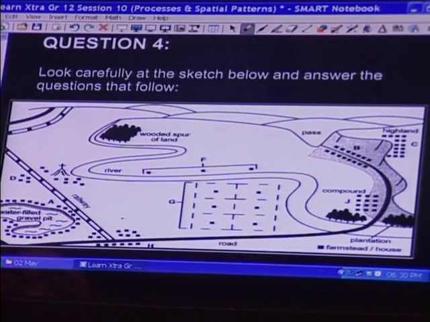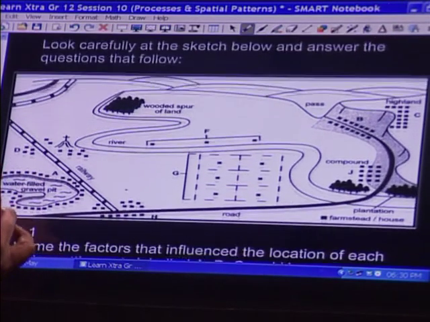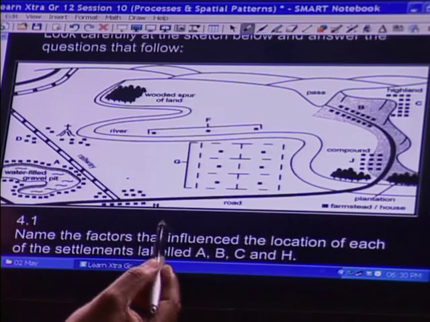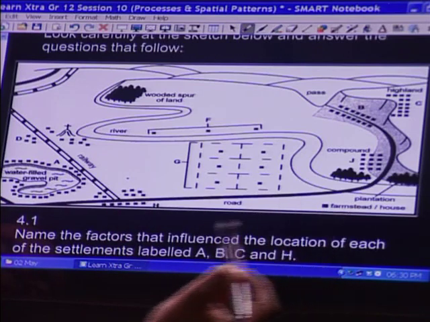Moving on to the next question. Question 4. Again, another map, and note that these kinds of questions are generally associated with locating settlements on a map and identifying the site and situational factors influencing the types of settlements. Look carefully at the sketch below and answer the questions as follows. A good idea is to always, before answering any question, identify on the map the key aspects that you can remember from your studying. In this example, you'll note again we have settlements that are represented by farmsteads.